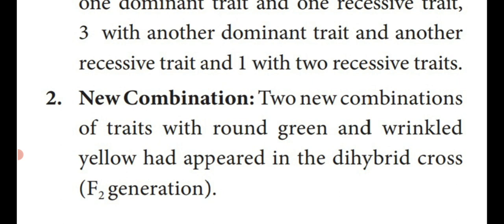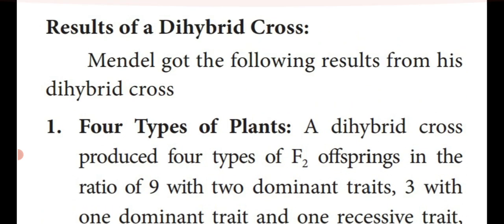New combination. So in Mendel's dihybrid cross, newly formed combinations are also produced. What is that one? Round green. That is the newly formed combination. And also wrinkled yellow. That is also a newly formed combination which appeared in the F2 generation of the dihybrid cross. So these two are the results of dihybrid crosses.